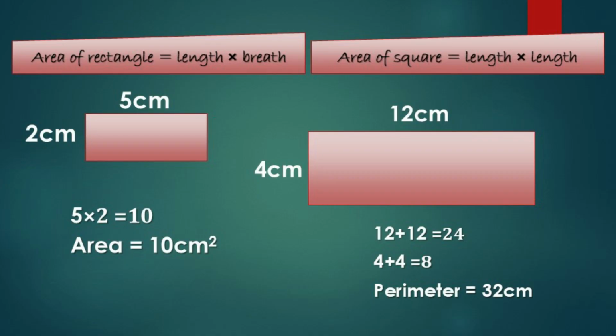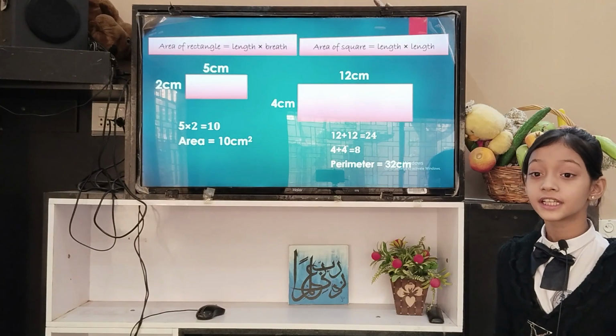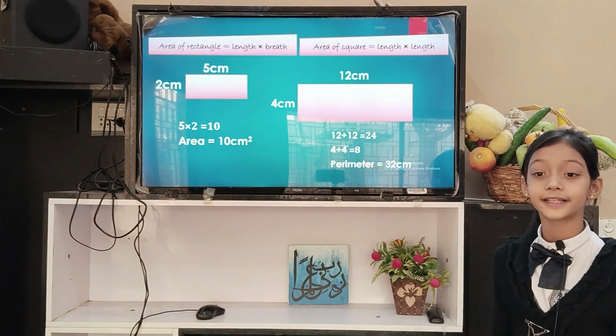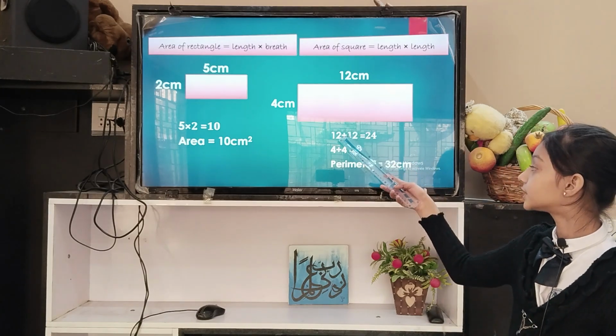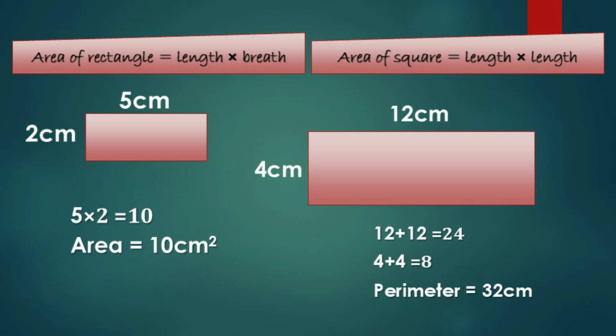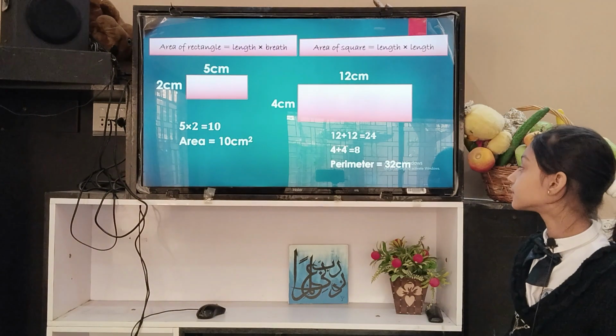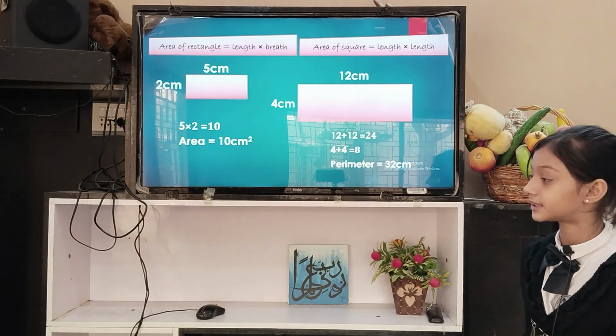Now we have to find the perimeter of this rectangle. The formula of perimeter is length plus length, then breadth plus breadth, then add both answers. So our length is 12. 12 plus 12 is equal to 24. Then our breadth is 4. 4 plus 4 is equal to 8. 24 plus 8 is equal to 32 centimeters. So our perimeter is 32 centimeters.